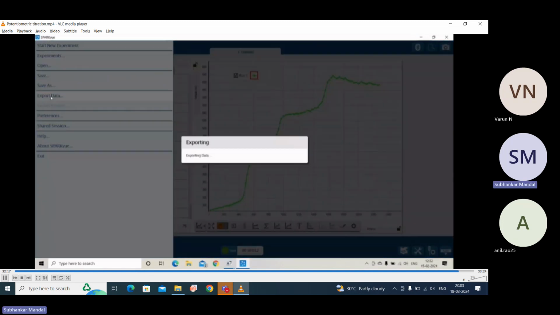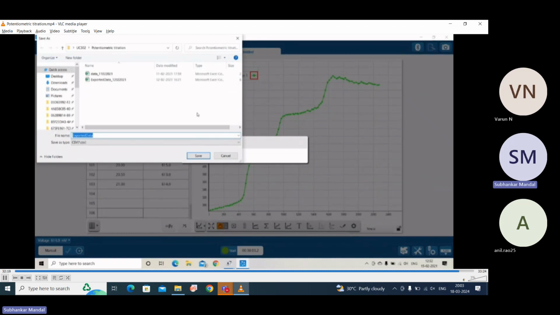Anil has asked, sir, in the exam is the universal constant given or not? Universal constant means R, you are asking? The R value usually people do not give, because everyone knows the R value, so you can remember that.